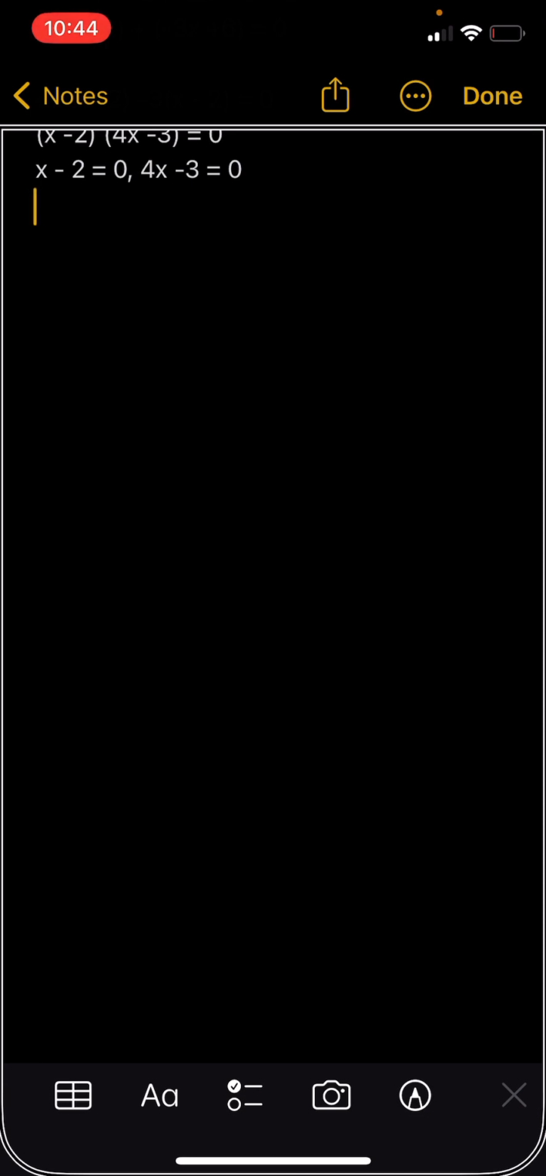So we have x minus 2 equals 0. That's one binomial. 4x minus 3 equals 0. Let's go ahead and solve for x for this first binomial here. Now we have a negative 2 on the left hand side. We need to get rid of that by adding 2 to both sides.